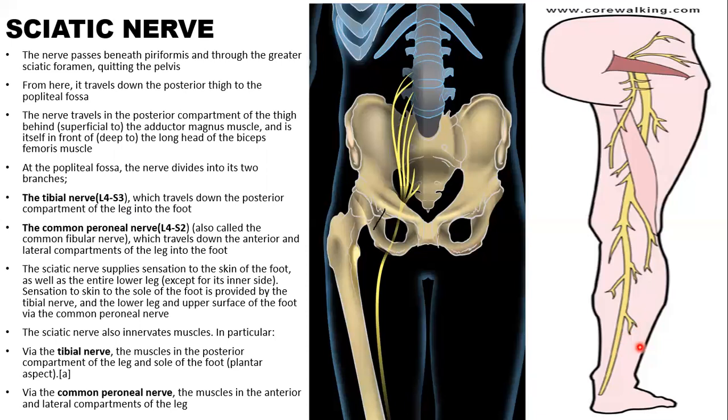So then when you look at the sciatic nerve, the tibial nerve, like I said, will innervate the posterior compartment muscles of the leg and the muscles at the sole of the foot, the plantar aspect, while the common peroneal nerve is going to innervate the muscles in the anterior compartment and lateral compartment of the leg. So basically, that's the sciatic nerve. We will look at the muscles when we start doing the leg, which is the next session. Then from there, we'll look at the ankle joint, and lastly, we'll look at the foot.